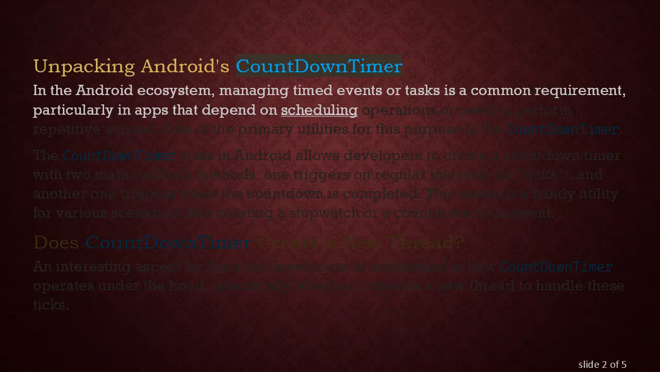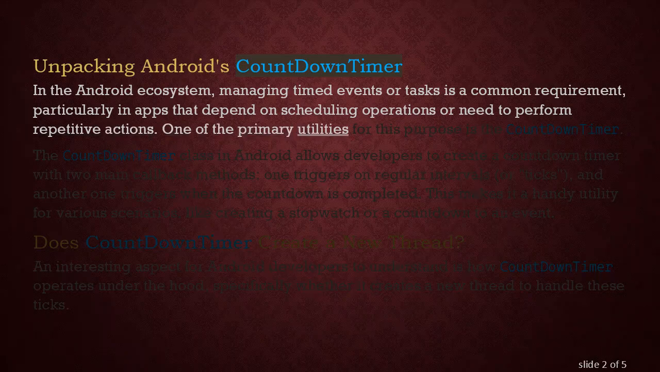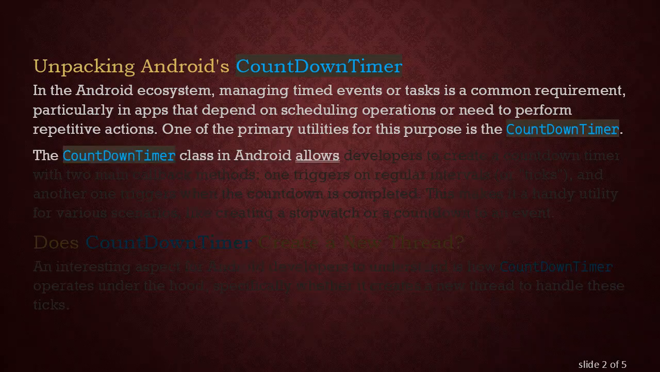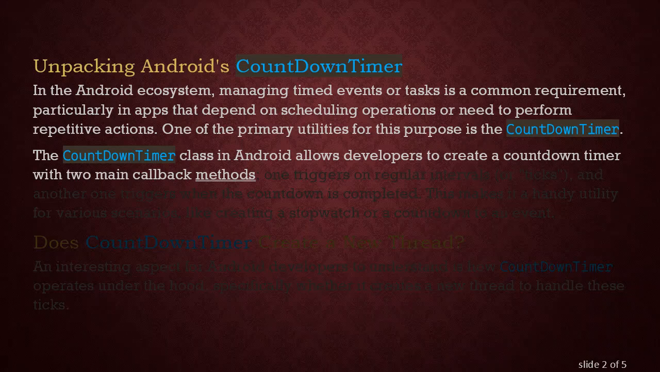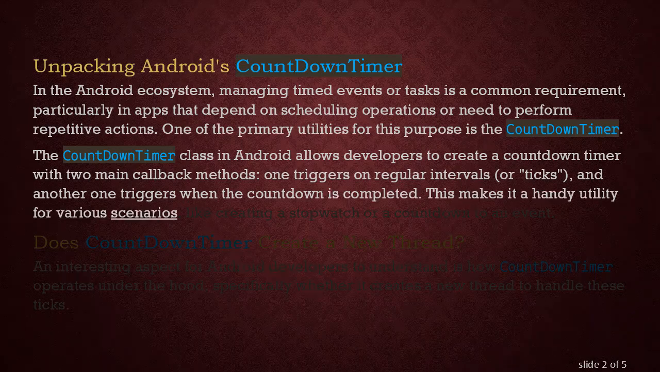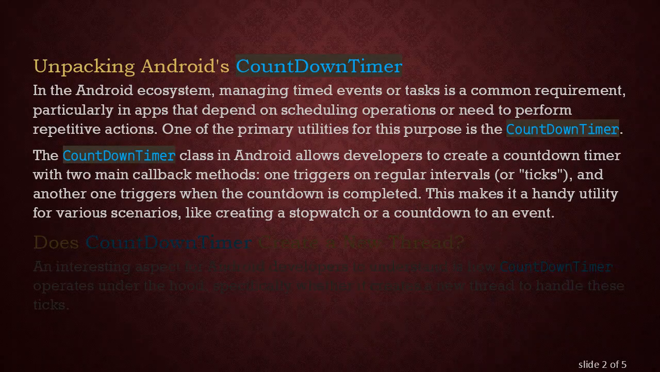depend on scheduling operations or need to perform repetitive actions. One of the primary utilities for this purpose is the CountDownTimer. The CountDownTimer class in Android allows developers to create a countdown timer with two main callback methods. One triggers on regular intervals, or ticks, and another one triggers when the countdown is completed. This makes it a handy utility for various scenarios, like creating a stopwatch or a countdown to an event.